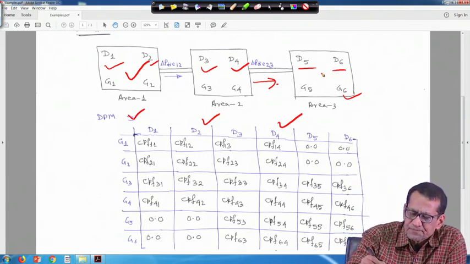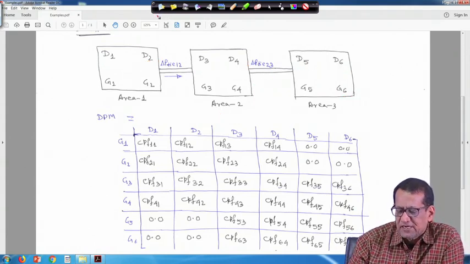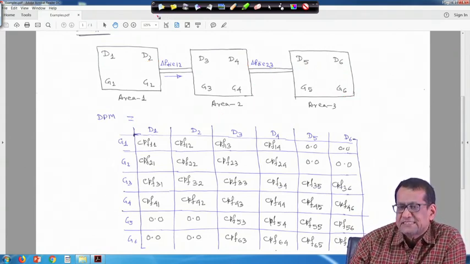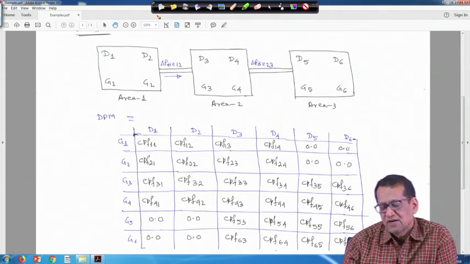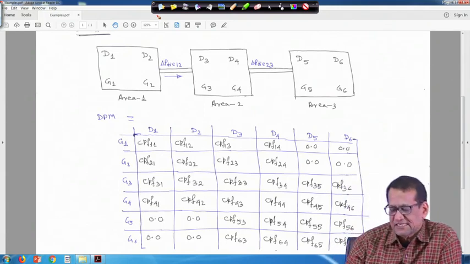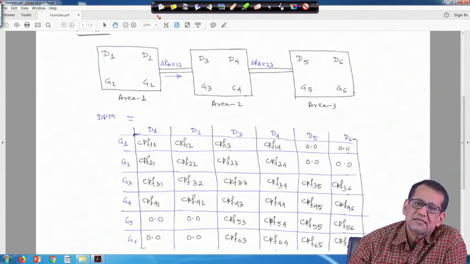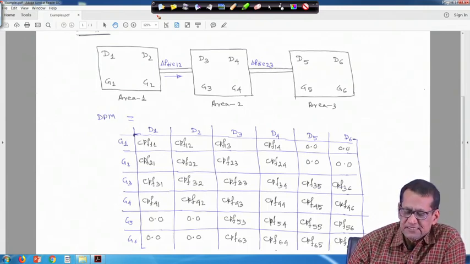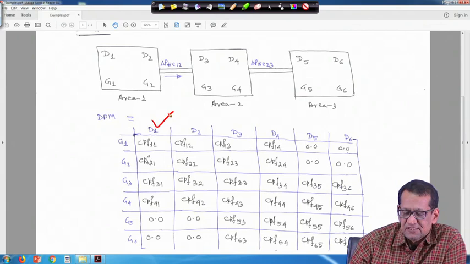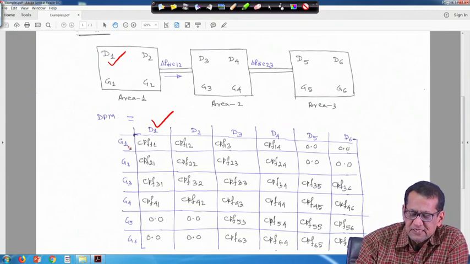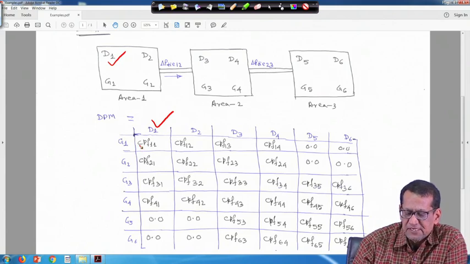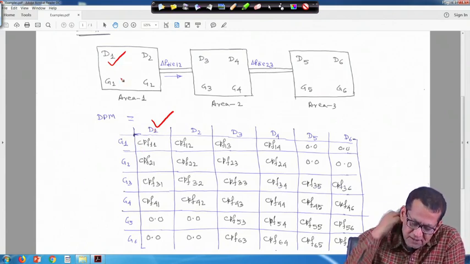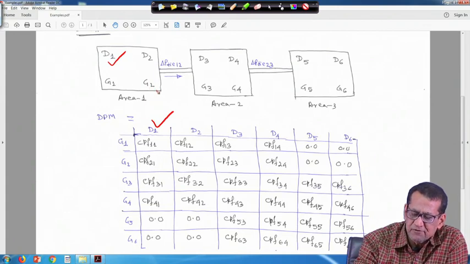Now, if you try to find out the contract participation factor in general, some of the elements like CPF 32 or CPF 43 may be 0, it depends on which DISCOs have contact with which GENCOs, but in general when you make this DPM, DISCO participation matrix. Now, consider D1, distribution company 1, it may have contact with GENCO 1, so CPF 11, right.